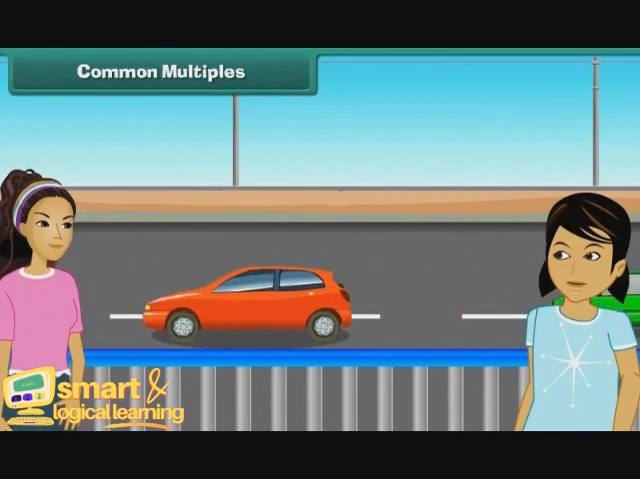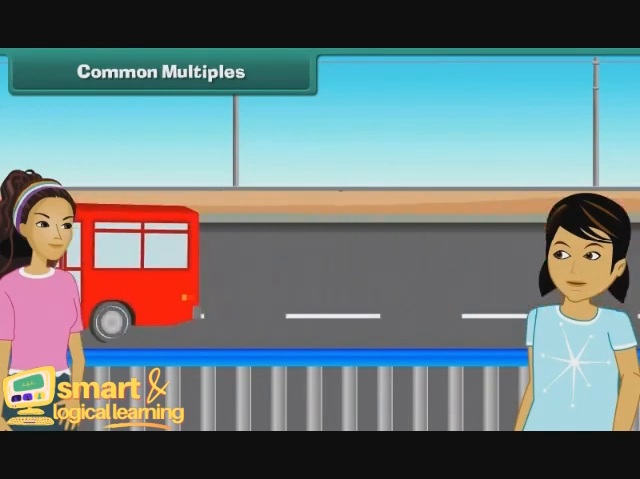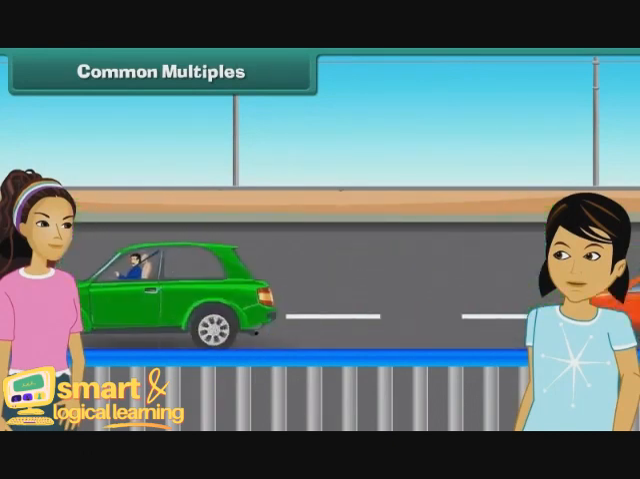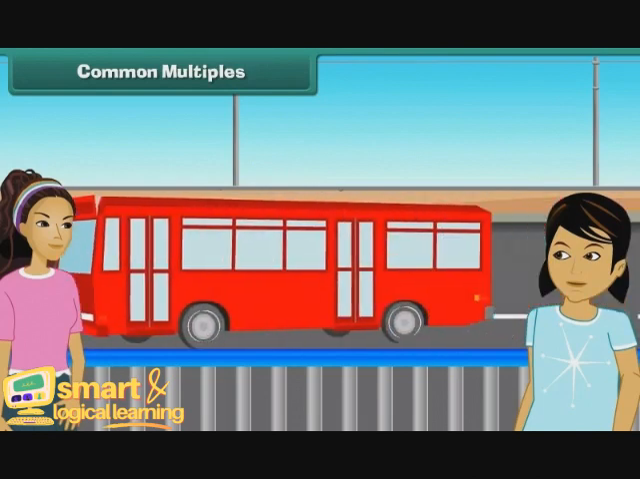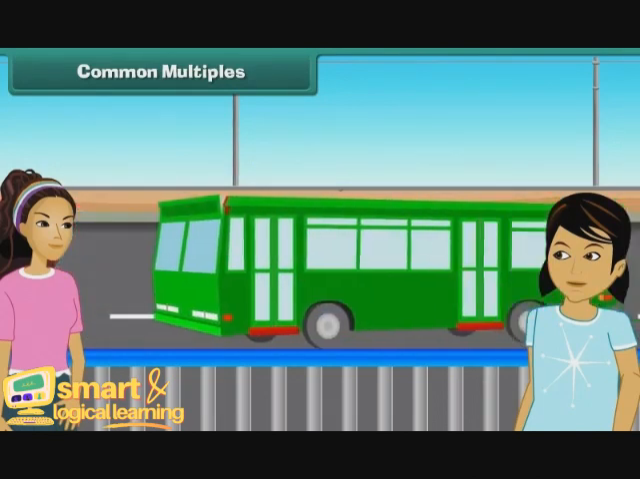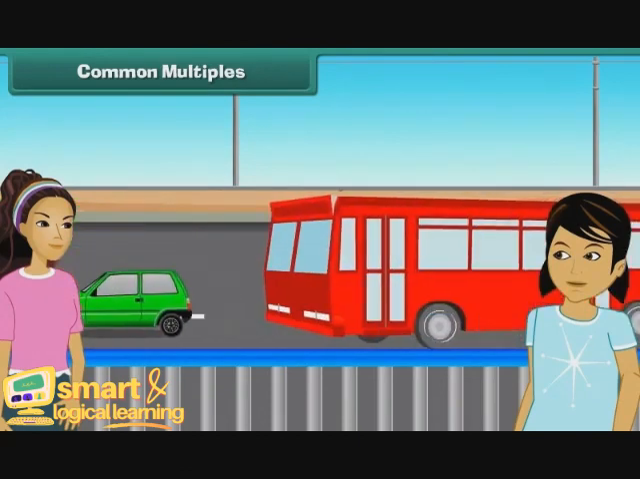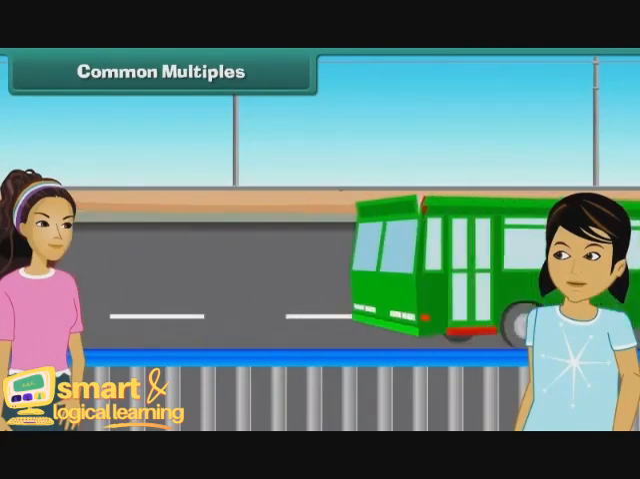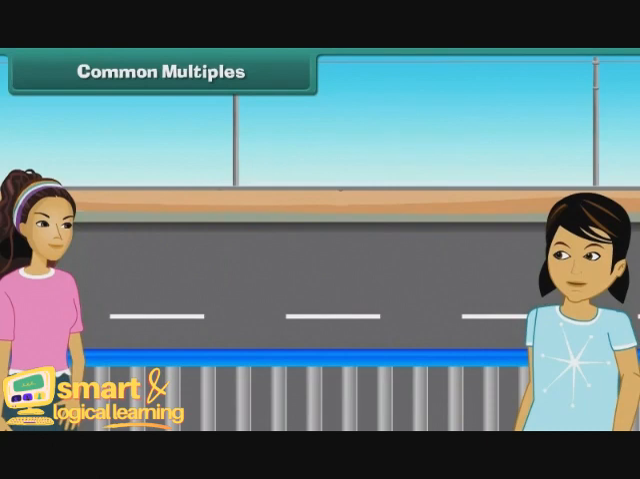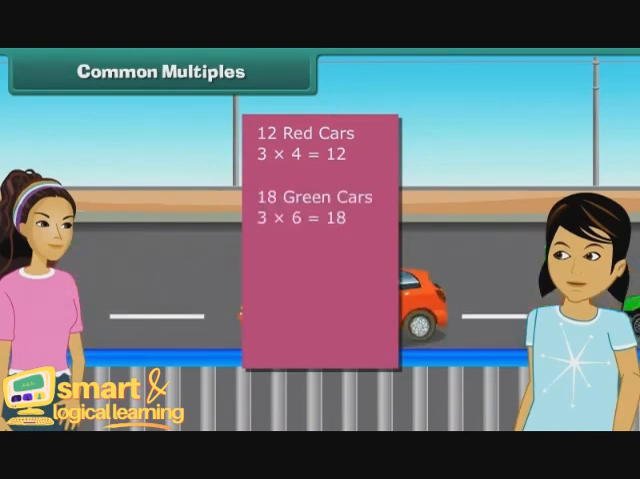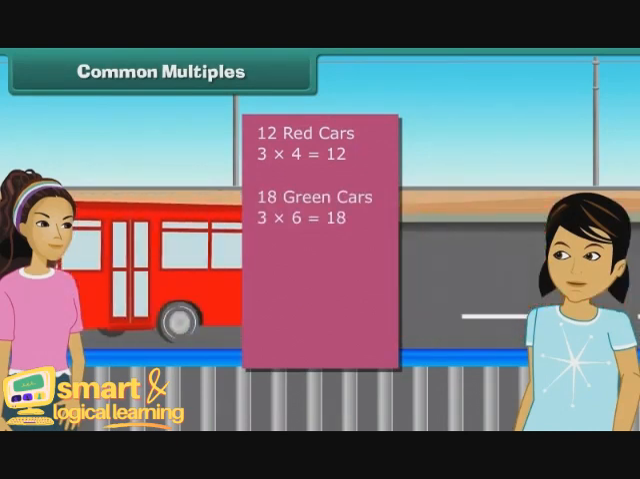Common multiples. Reema and Prerna are playing a game. Reema will count the number of red and green cars on the road. She will try to express them as multiples of 3. Prerna will count the number of red and green buses on the road. She will try to express them as multiples of 6. Reema observes 12 red cars and 18 green cars. She expresses them as 3 multiplied by 4 is equal to 12, and 3 multiplied by 6 is equal to 18.